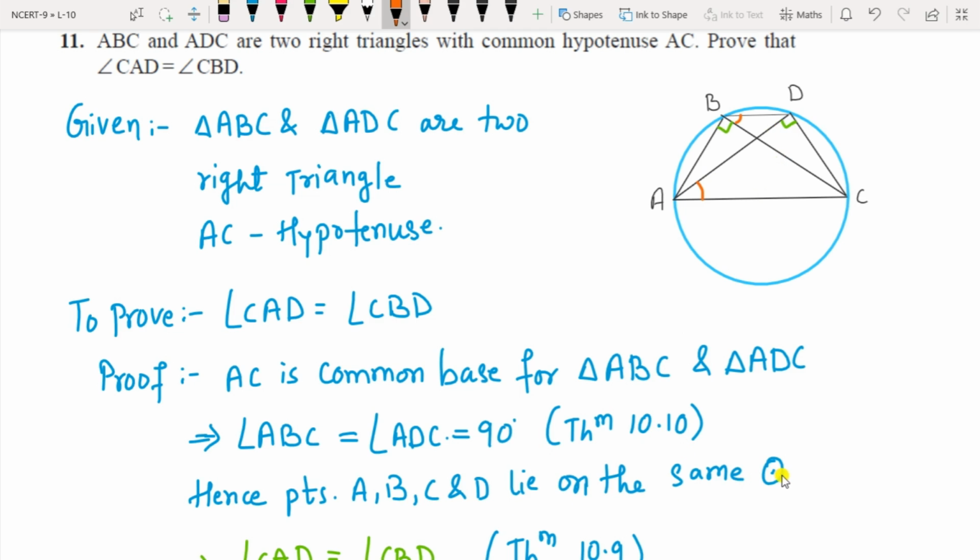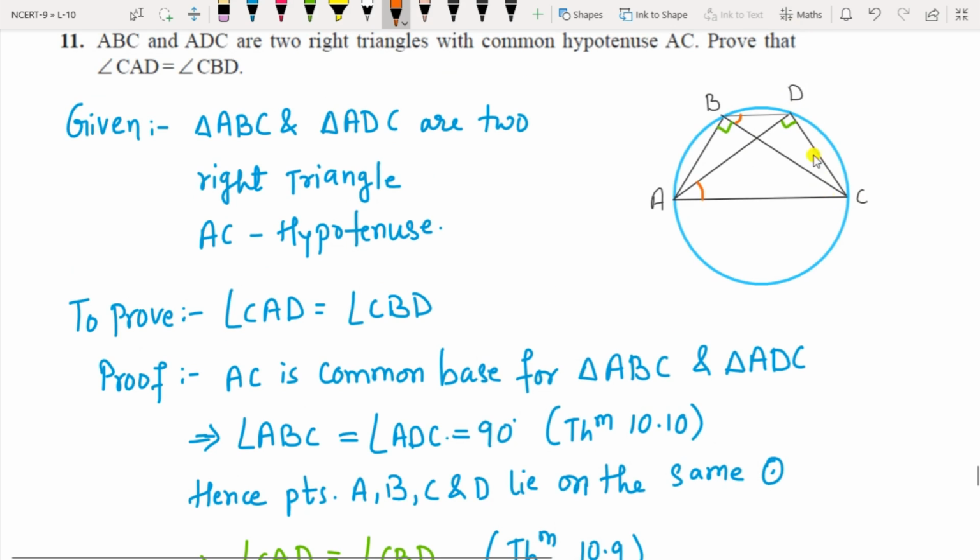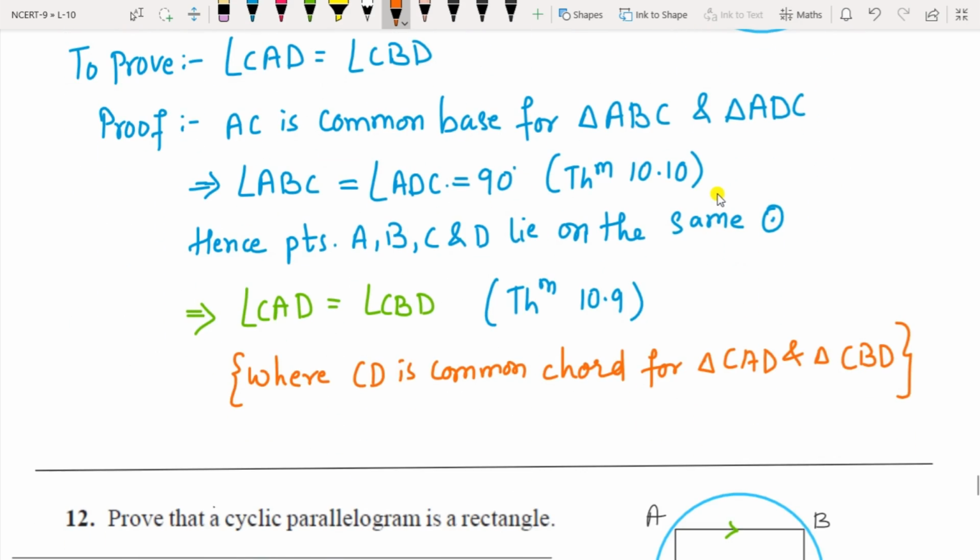That is the reason. Now we have to say that angle CAD is equal to angle CBD. That is from theorem 10.9, that angles in the same segment are equal. Since CD is the base for them and this is the major arc in which both these angles are lying, therefore they are equal. That is your 10.9 theorem, and that is the required result that we needed, where CD is a common chord for these two triangles.